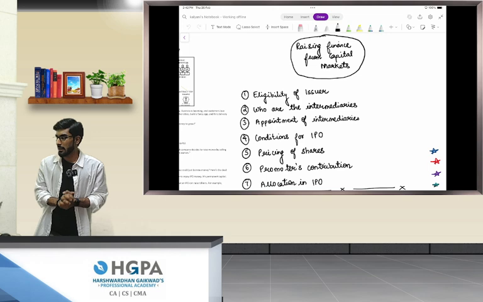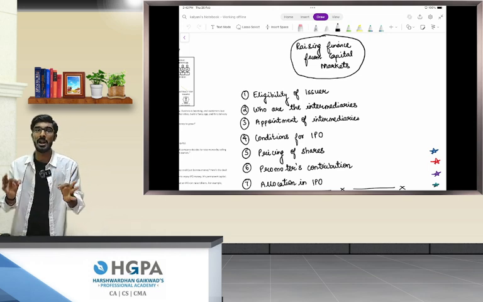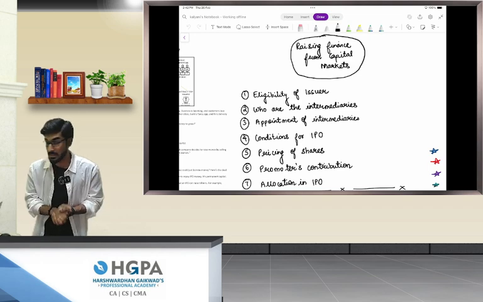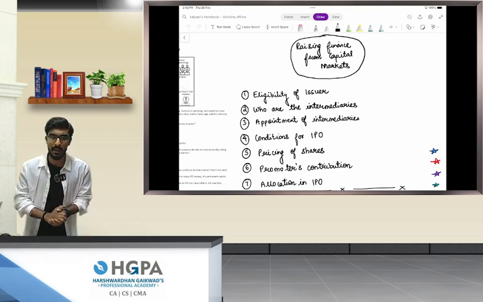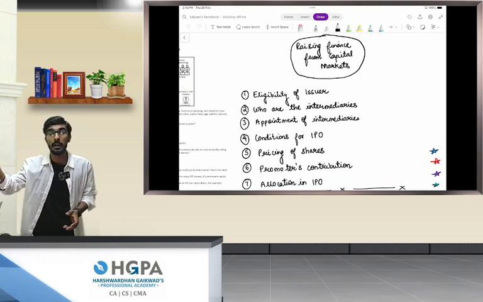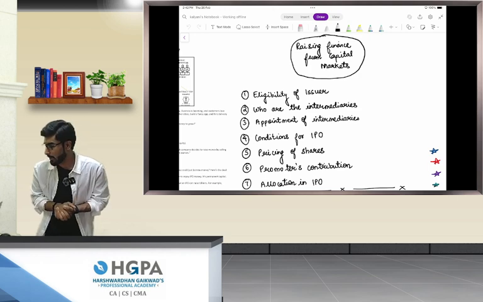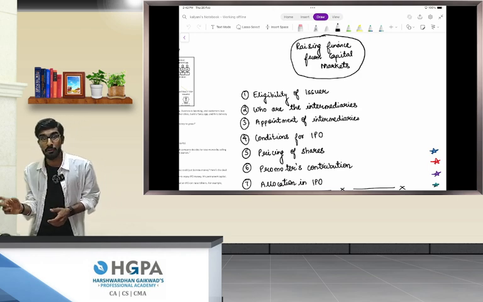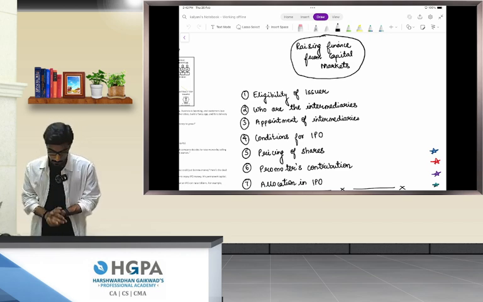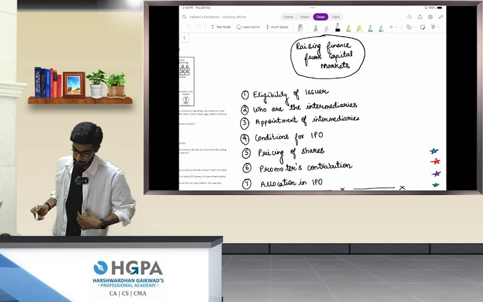So let's get started. The first chapter that we are going to study is Raising Finance from Capital Markets, a part of the SEBI Regulations chapter, which will come in the exam for 10 marks. This is a sub-chapter of the main chapter, that is SEBI Regulations.